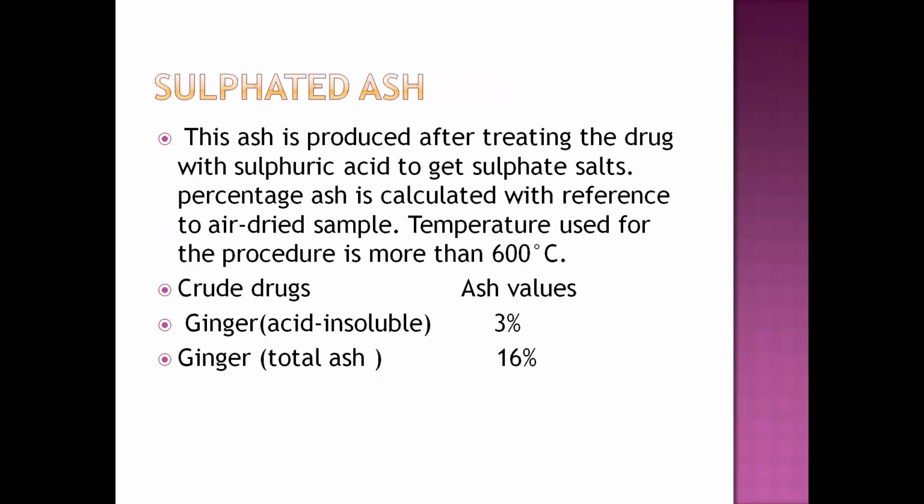Then comes the sulfated ash. Sulfated ash में क्या होगा, सल्फर यूज किया गया. This ash is produced after treating the drug with sulfuric acid to get the sulfate salts. Percentage ash is calculated with reference to the air dried sample. Air dried sample means आपने स्टार्टिंग में कौन सा कितना सैंपल लिया था. Temperature used for calculating the sulfated ash is always more than 600 degrees Celsius. For example, ginger have acid insoluble ash is 3% and ginger total ash is 16%.